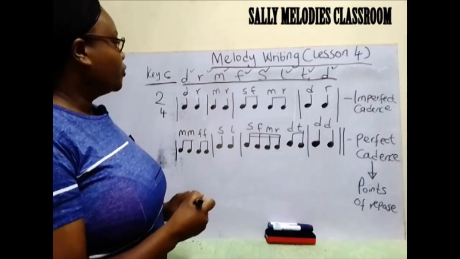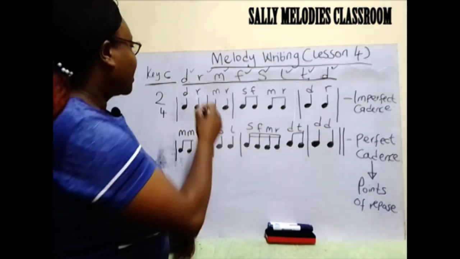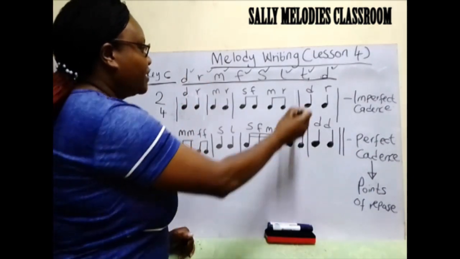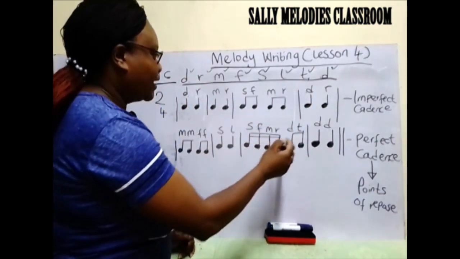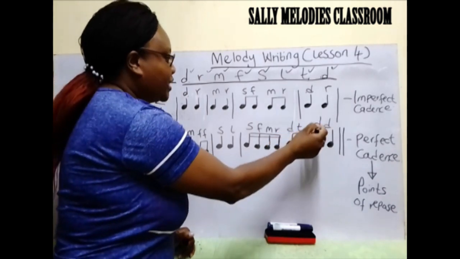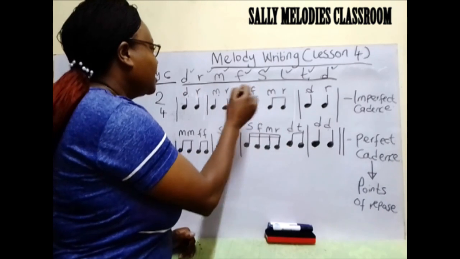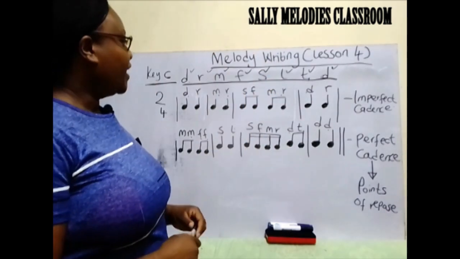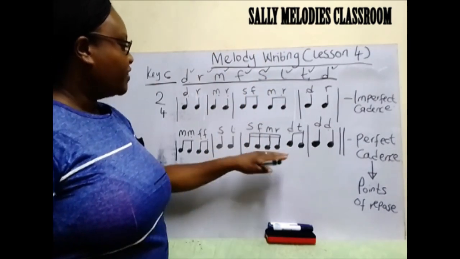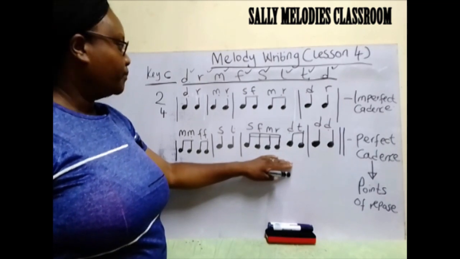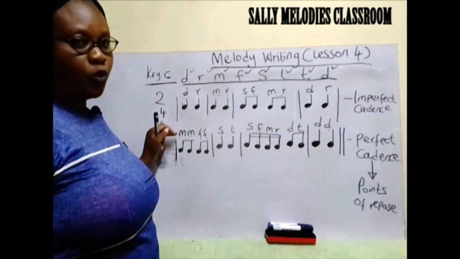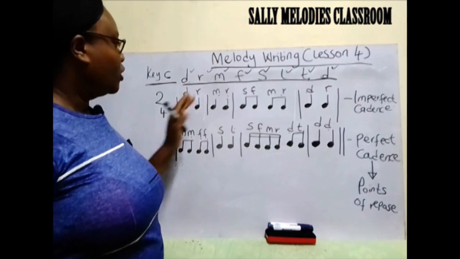So if you look at my melody here, I have a do here, I have another do here, I have a do here, and at the end I have a do. Same applies to mi, re. And then we said that there should be note variation. It is a 2/4 melody.